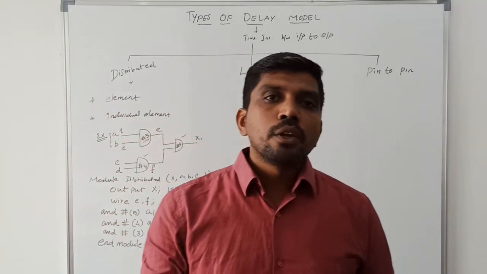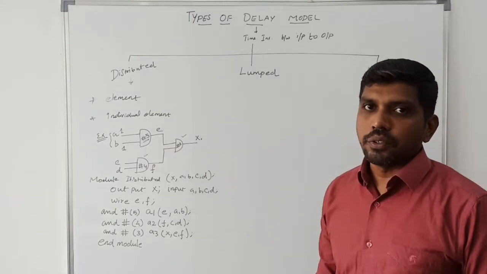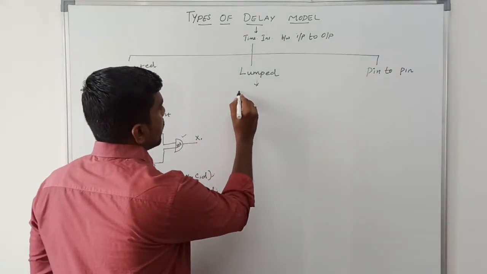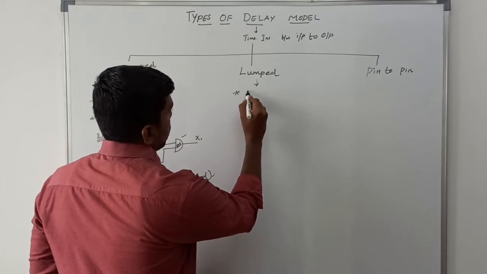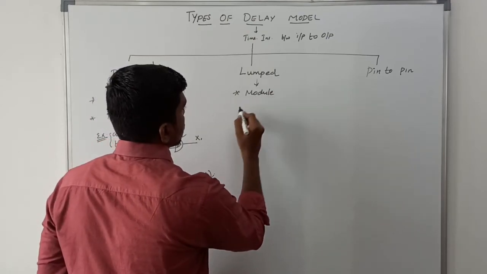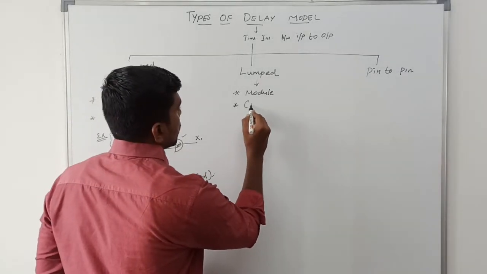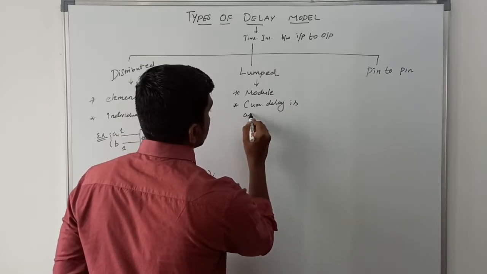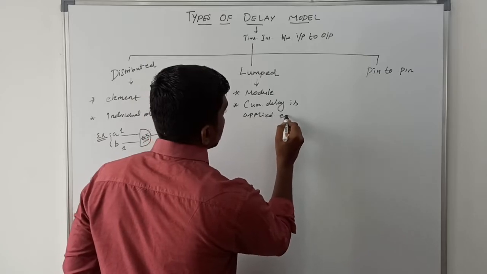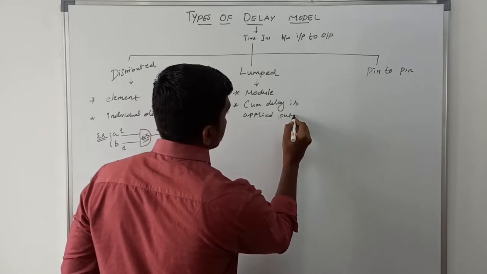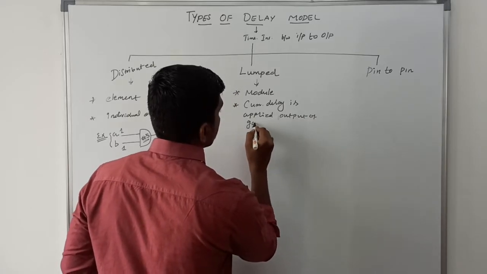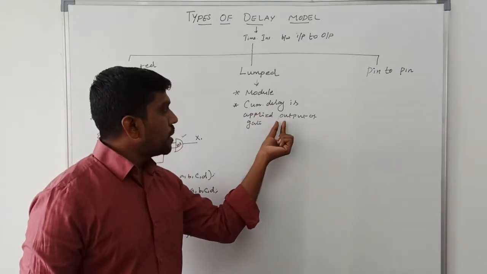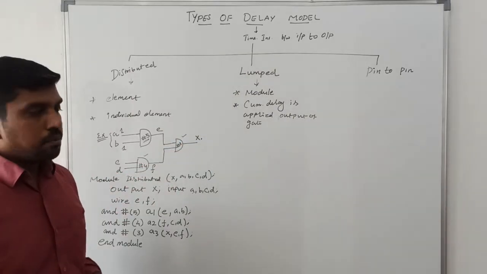Distributed in the sense you assign the delay for each element individually. Then we go for lumped. Lumped in the sense the delay is assigned per module. The cumulative delay of all the paths is applied at the output of the gate. So it is called lumped.